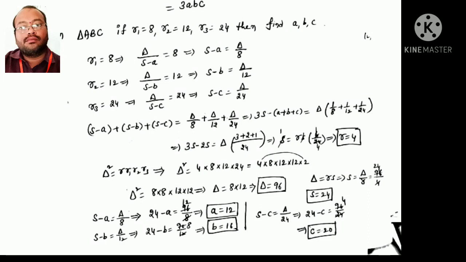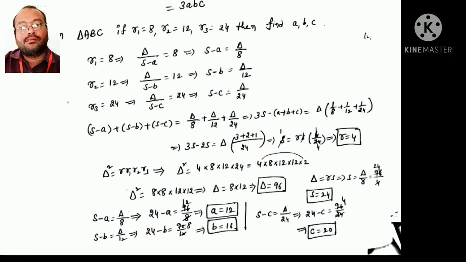The next question: in triangle ABC, r1 is equal to 8, r2 is equal to 12 and r3 is equal to 24 is given. Then we want to find out the a, b, c values. r1 is nothing but delta by s minus a, and r2 is nothing but delta by s minus b, and r3 is nothing but delta by s minus c. So by simplifying that, we can get s minus a as delta by 8, s minus b as delta by 12, s minus c as delta by 24.